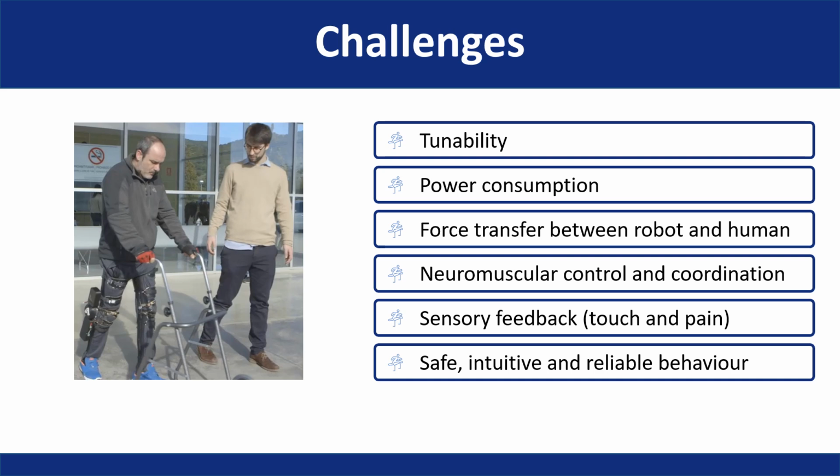And finally, safe, intuitive, and reliable behavior, which is self-explanatory, but we need a layer of safety and reliability, as these robots are going to be introduced in the day-to-day life of people and will need to have a certain degree of robustness, but at the same time they should be intuitive, as it is with the current state of limbs for humans. And in general, they should allow people to use them seamlessly without any kind of mental burden on them.